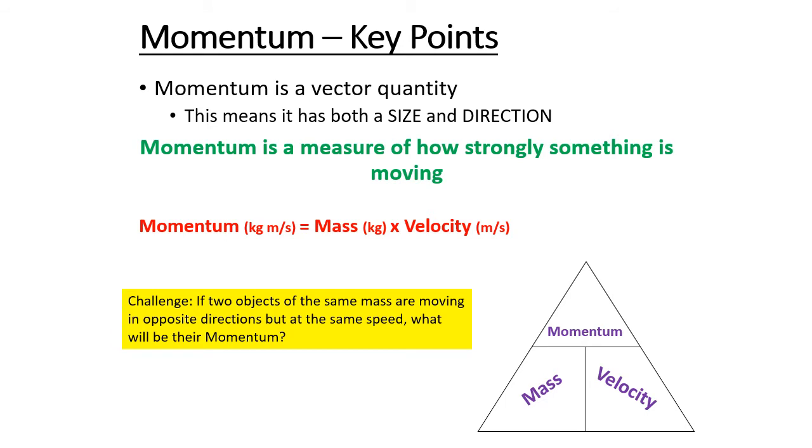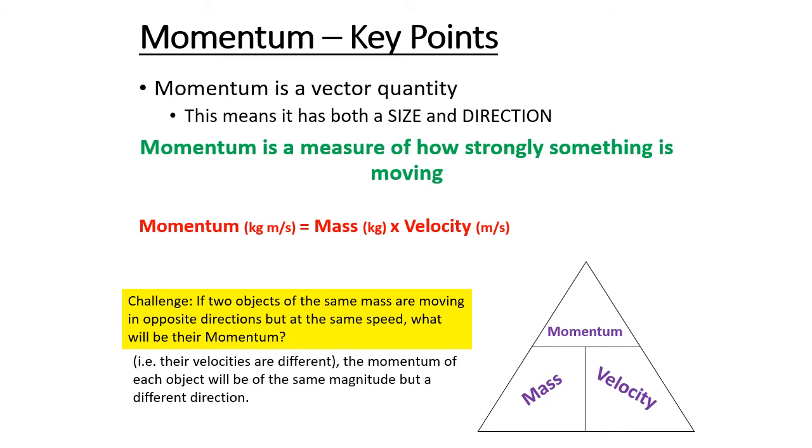If two objects of the same mass are moving in opposite directions but at the same speed, what will be their momentum? When they are coming from opposite sides, their directions are opposite, so they will cancel each other. The momentum of each object will be of the same magnitude but in a different direction, so there will be a negative sign for the object coming from the other side.